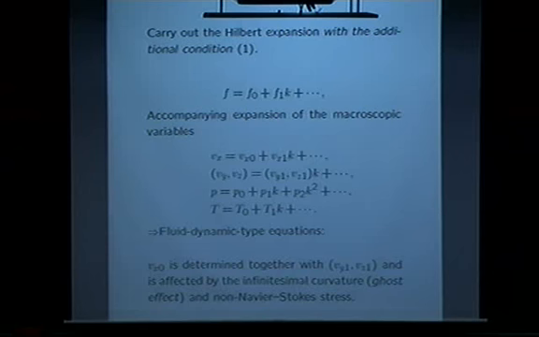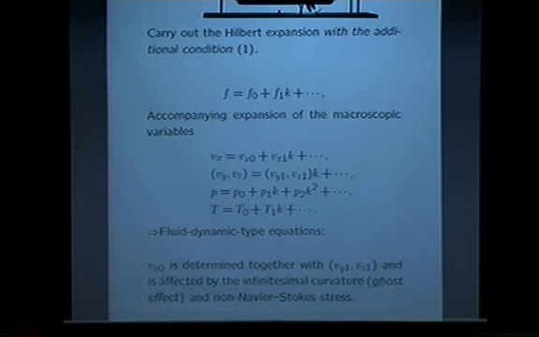I will explain later explicitly, but these fluid dynamic equations start with this type of expansion with an additional curvature condition. Then that equation determines the reading of the parallel flow velocity, the main flow velocity, together with a higher order quantity. Okay, this is the Knudsen number quantity.